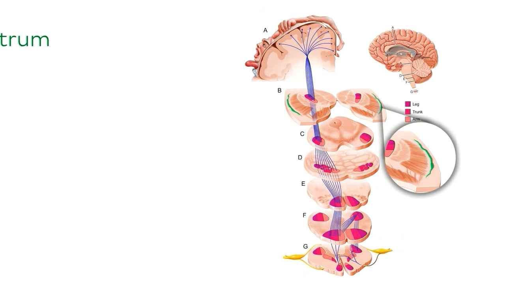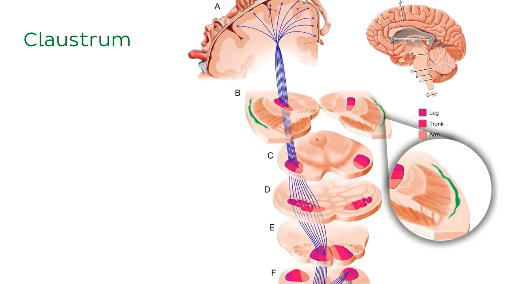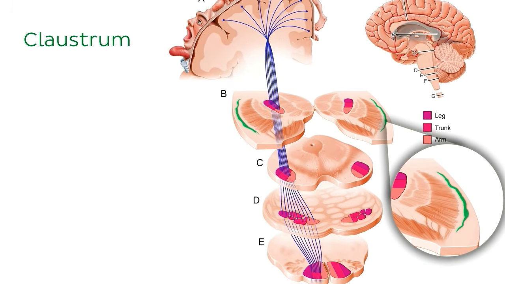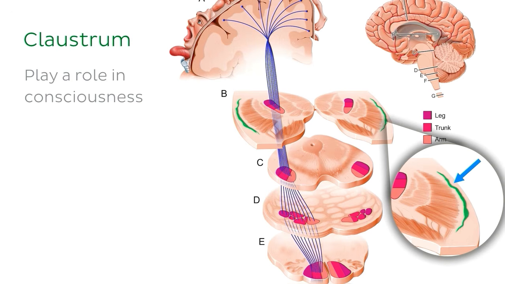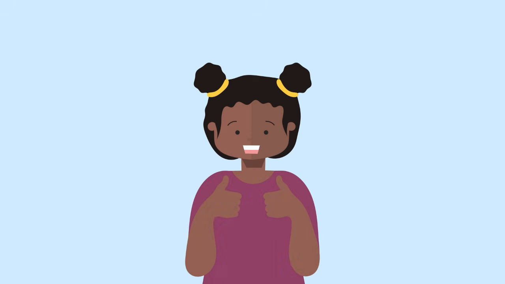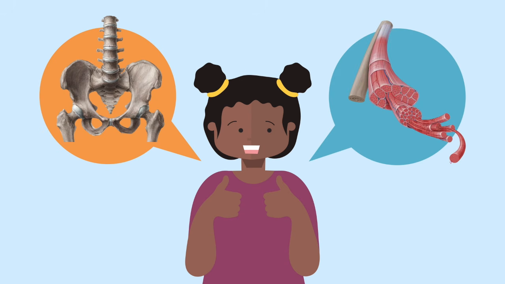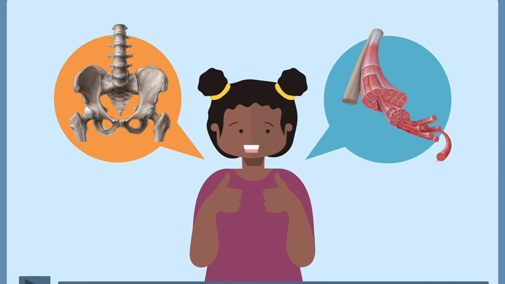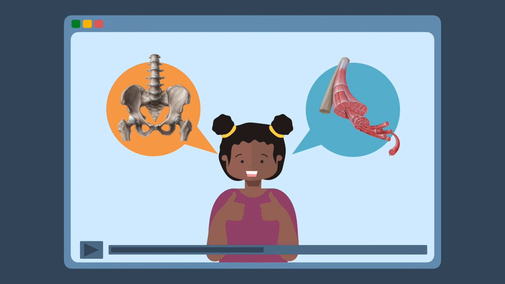Finally, we have this long strip of grey matter interrupting the white matter of the insula, and this is known as the claustrum. It's very thin and difficult to see in cross-section, and until recently, the function of the claustrum was a mystery. Although scientists still aren't completely sure, current research indicates that the claustrum may play a role in consciousness.